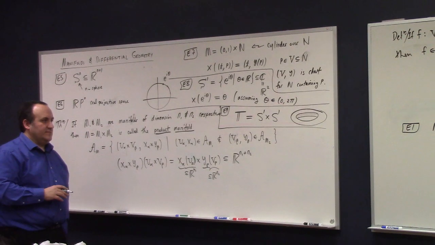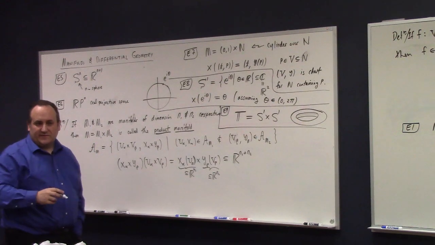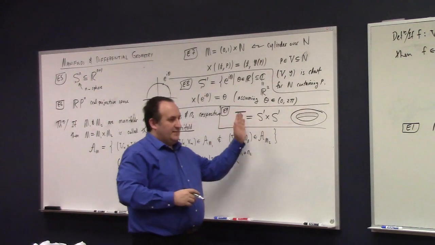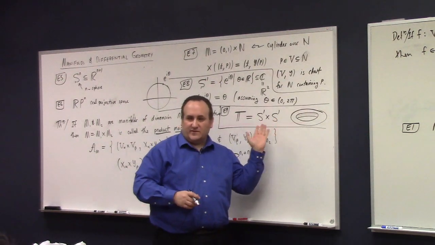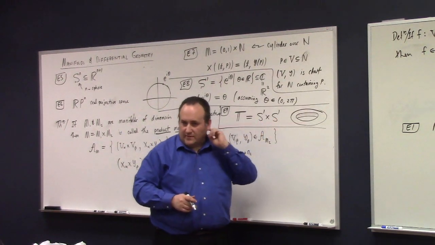Let's see here. Any other examples for today? Of course, you can talk about the n torus. You can keep taking more tori. In Cartesian product, you get a higher dimensional torus. All right, you can do that.